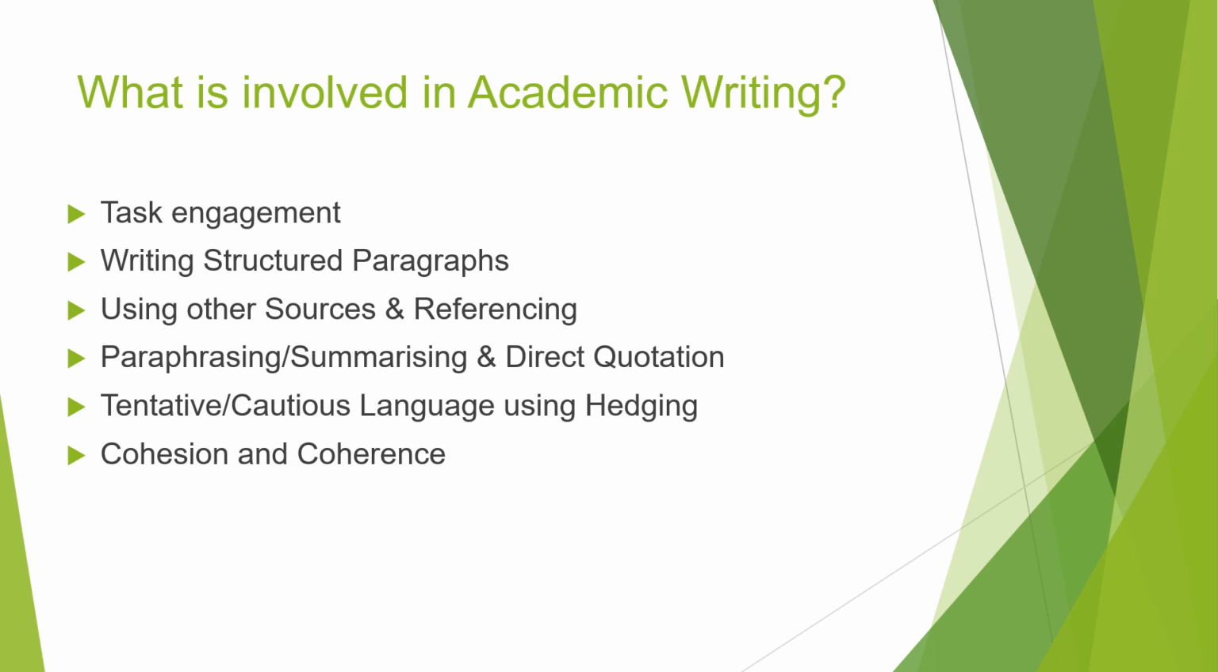Cohesion and coherence are very important features of academic writing. Cohesion is all about ideas being connected, glued together: your paragraphs should be cohesive, your sentences should be connected. And coherence is about the logical relationship between your ideas, the way you present them. It should be reasonable and should make sense. So these are some of the very important features of academic writing, which we'll be exploring in our upcoming videos.